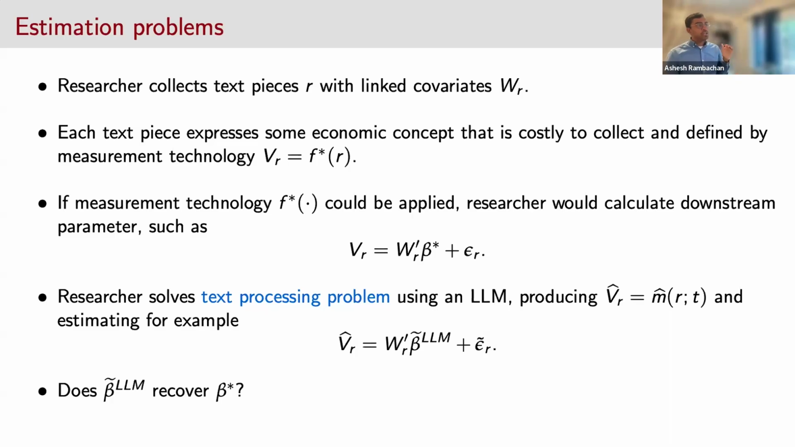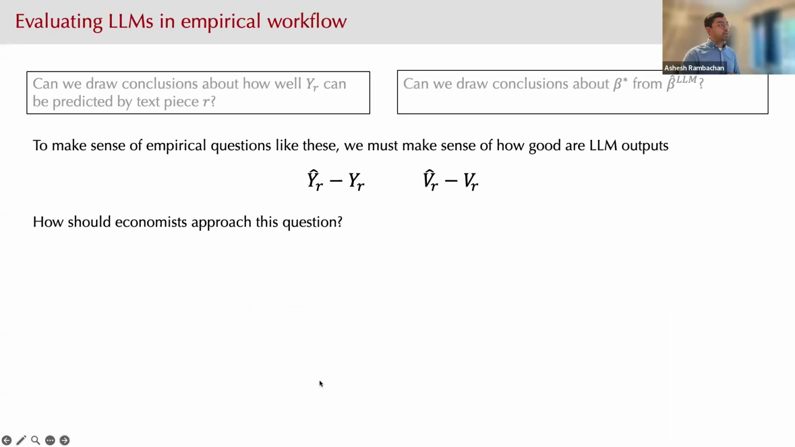So all to say, what the researcher hopes to use a large language model for in these estimation problems, as Dean and George alluded to, is basically solving a text processing problem. They do not believe they can scale their measurement technology across the full corpus, so instead they're going to use a large language model to produce some v-hats, plug them into this regression, and report what I'll call beta tilde LLM. So then the question for an estimation problem is, does beta tilde LLM actually recover beta star, the object we're interested in?